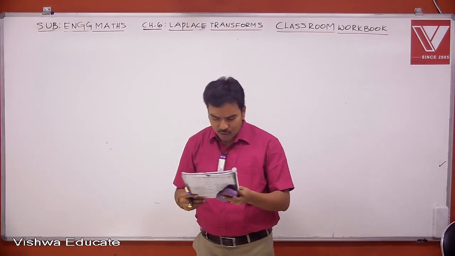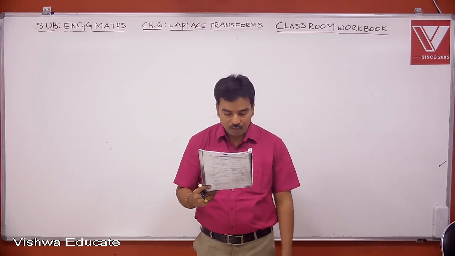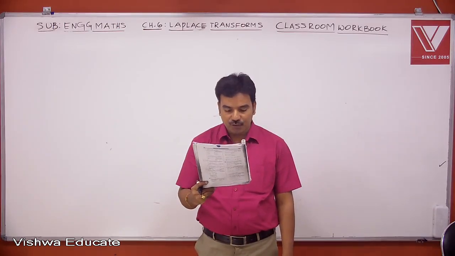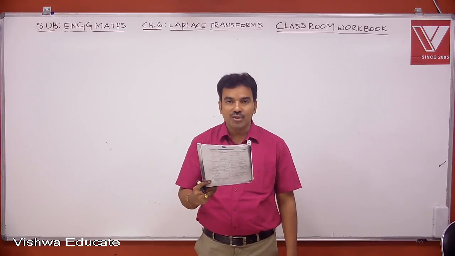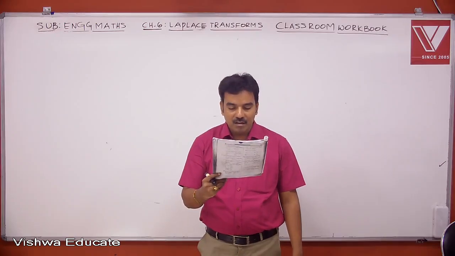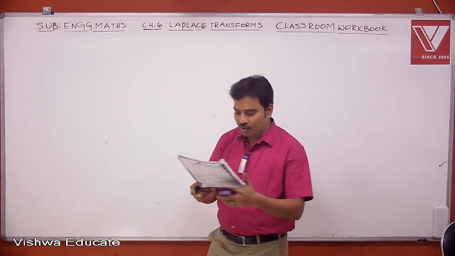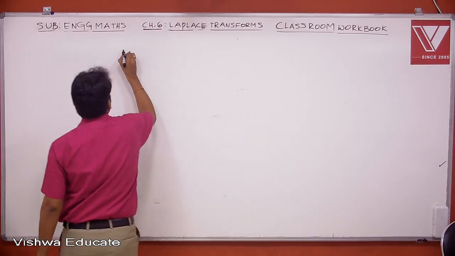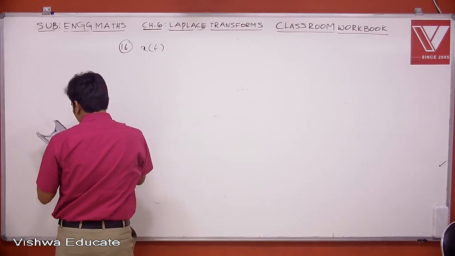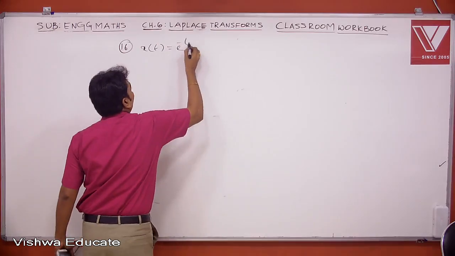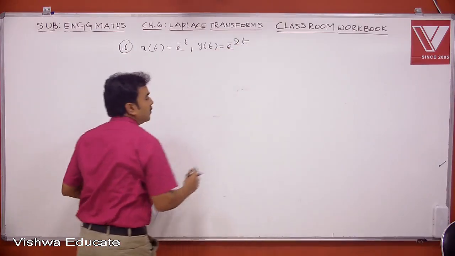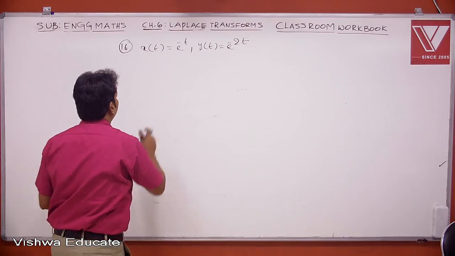Given two continuous time signals, x of t equal to e power minus t and y of t equal to e power minus 2t, which exists for t greater than 0, then the convolution z of t equal to x of t star y of t is. So they were asking convolution product of two functions in the variable t. What is my x of t? This is question number 16. X of t equal to e power minus t and y of t equal to e power minus 2t. So we need to find convolution product of these two.